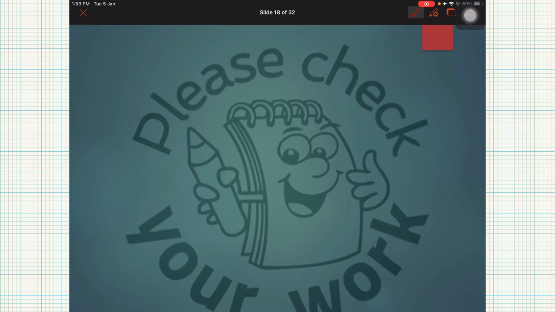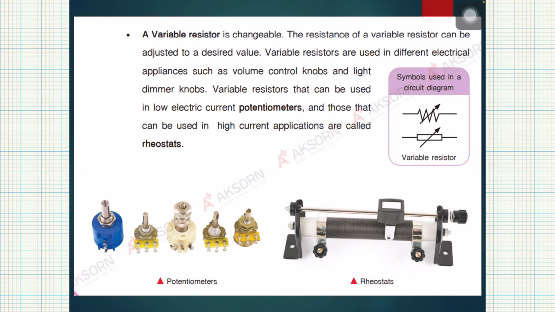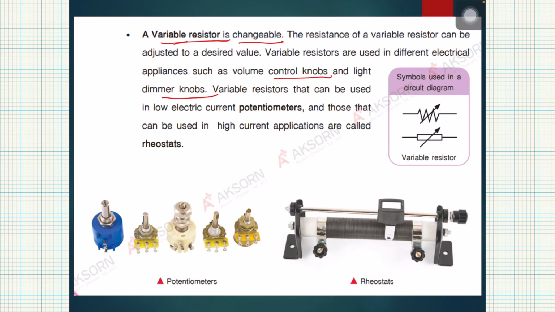Now you're going to do some of the activities here as we go on, later on. Aside from the fixed resistors, we also have variable resistors. When we say variable, from the word varied, it's changeable. The resistance of a variable resistor can be adjusted to a desired value, and they are used in volume control knobs and light dimmer knobs. The symbols are situated here. These are what we call variable resistors.